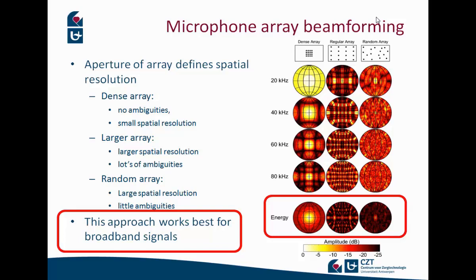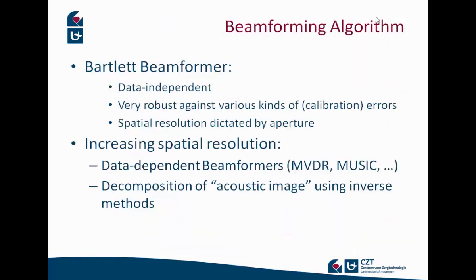This is an approach we have used for active sonar sensing, where you emit a signal and you listen for the echoes and you try to localize them. We have done this with this random array, and now also for the air leak detection. And the beamforming approach we deliberately choose is a really data-independent beamformer, just delay and sum beamforming, because it's very robust against all types of calibration errors.